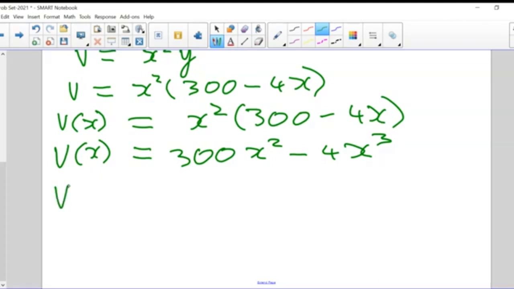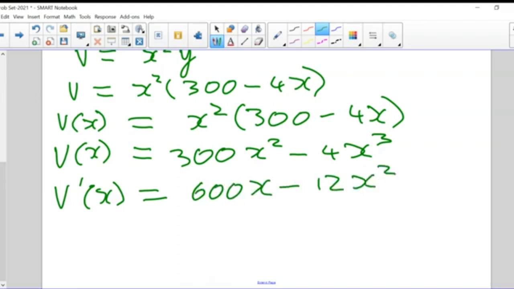All right, so let's find the v prime of x. That should be pretty easy because it's a polynomial. So that would be 600x minus 12x squared. And what do we do after that? There's our derivative. Set it equal to 0. Okay, so I set it equal to 0. But it's a quadratic, so how do we solve a quadratic again? Walk me through that whole process.